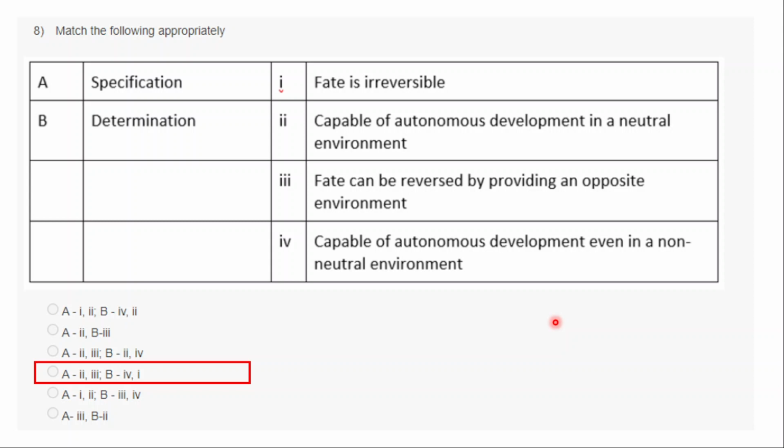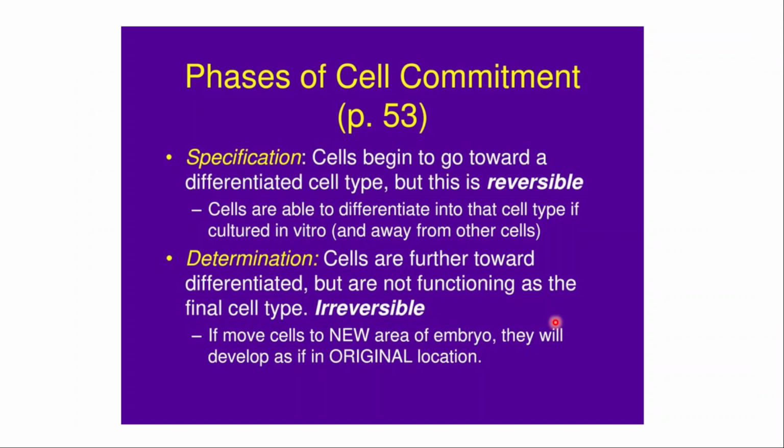So let's learn about specification and determination. If I tell you in a short, brief style, there are two different phases of cell commitment. When a cell gets committed to a particular fate, there are two different phases. Specification: cells begin to go toward a differentiated cell type, but this is reversible. Cells are able to differentiate into that cell type if cultured in vitro and away from other cells. So what it says is specification is reversible when cells begin to go toward a differentiated cell type.